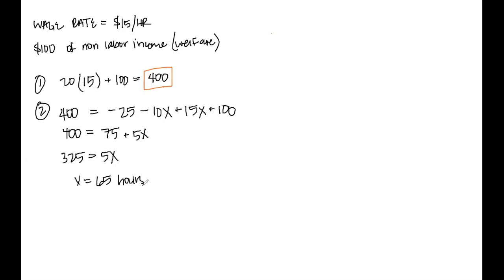So we can see that if Jennifer wants to put her child in childcare but still wants to make $400 a week, she's going to have to work 65 hours a week.